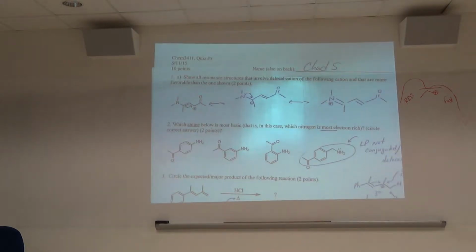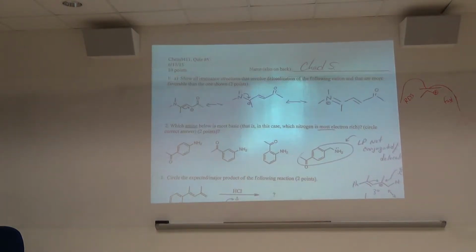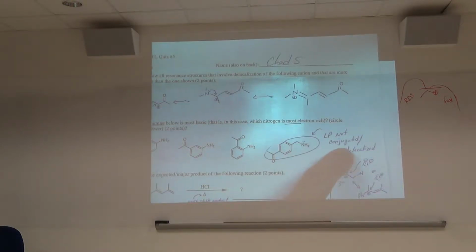Okay, which amine is most electron rich? The one on the far end? How do we do? Questions? Why is that one the most electron rich? Kayla? Because the lone pair, oh, did you read? Yeah. The lone pair is not conjugated.